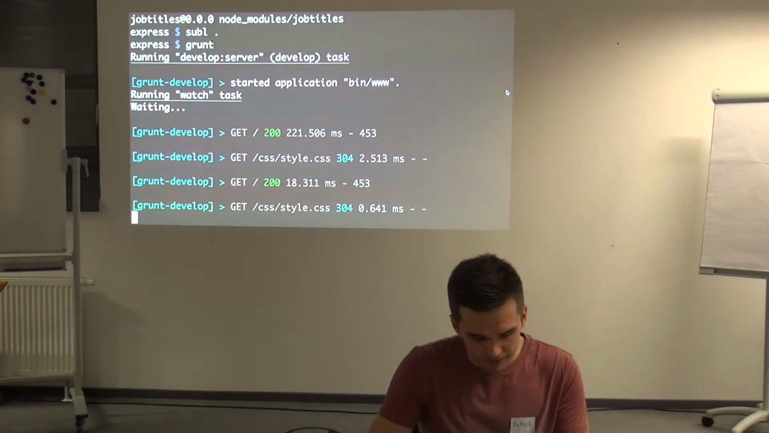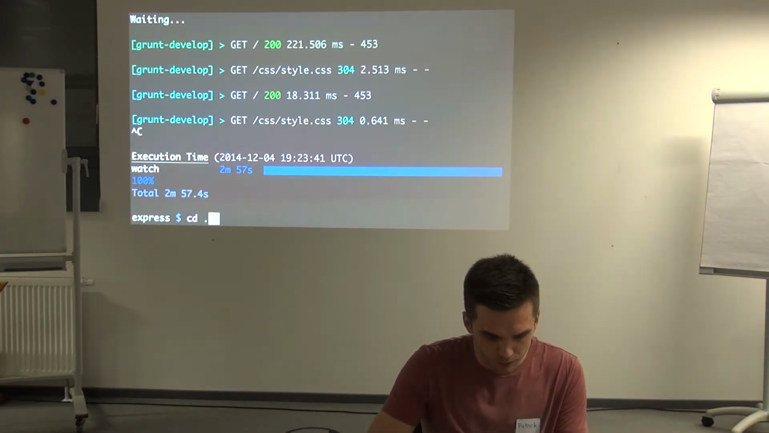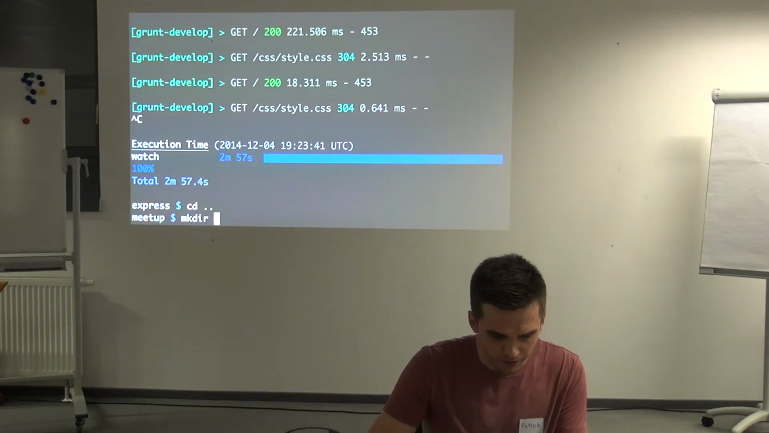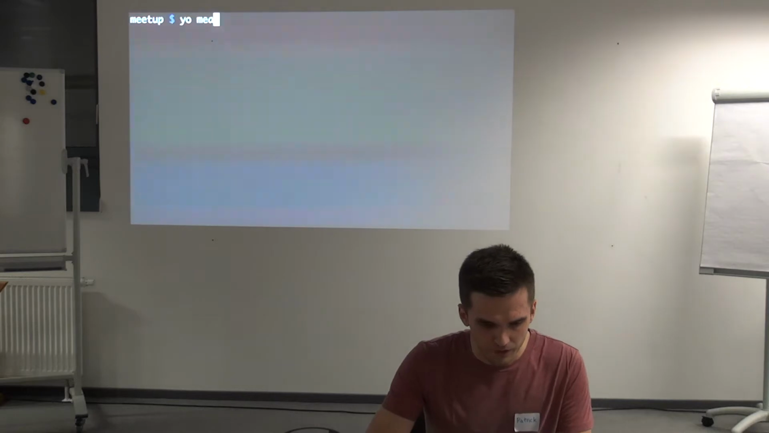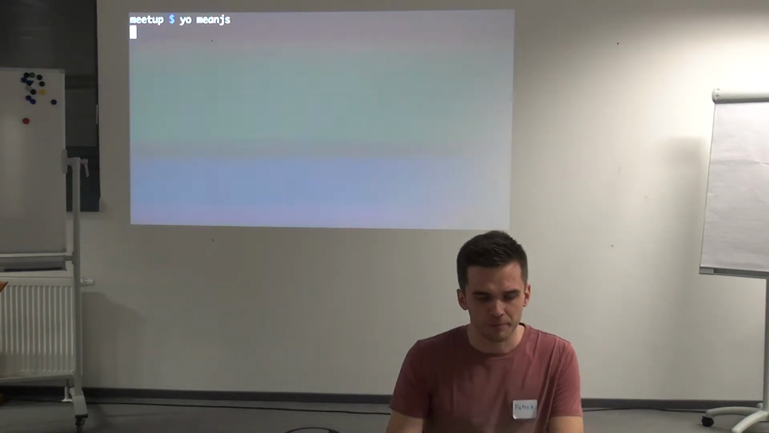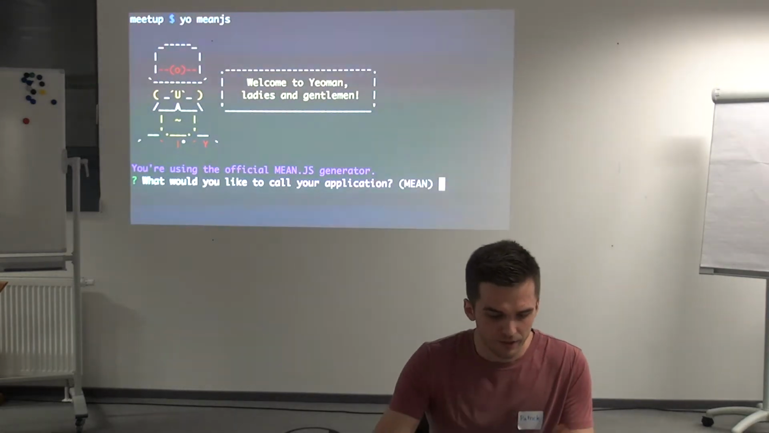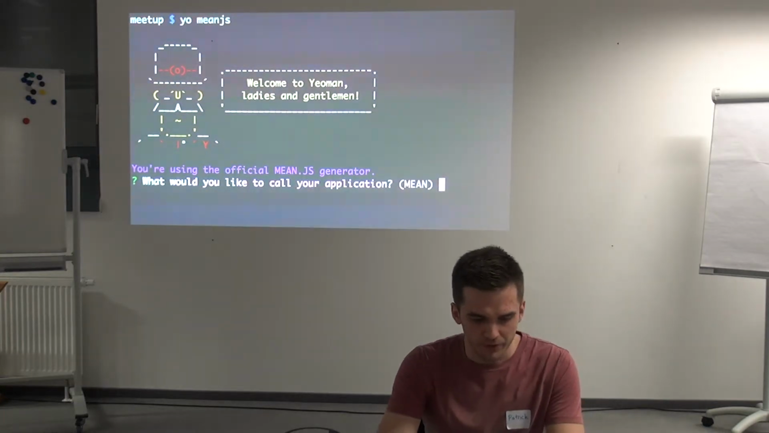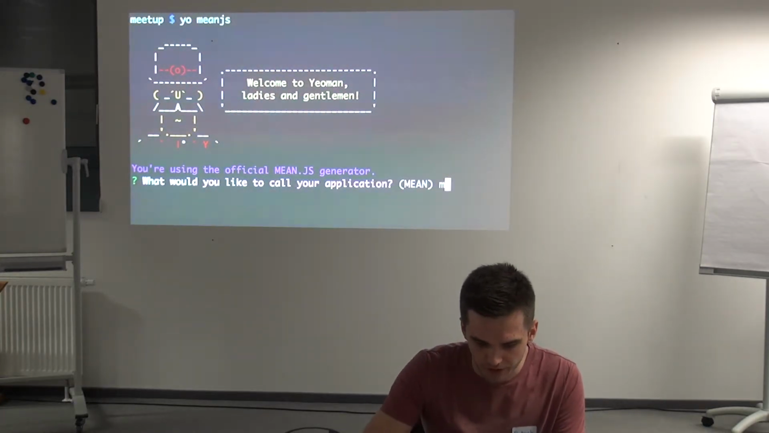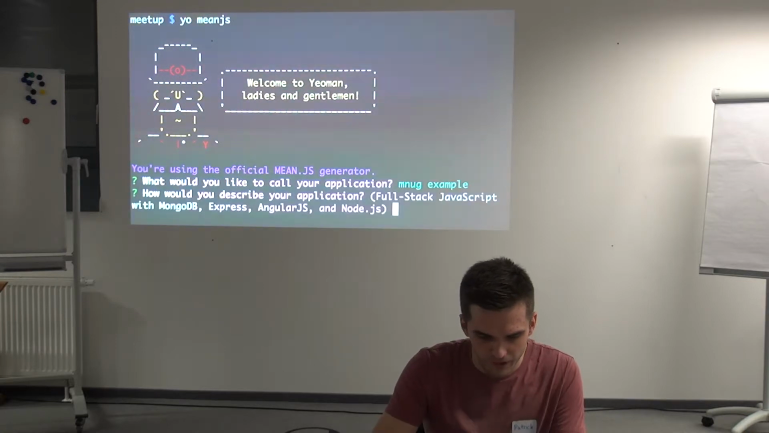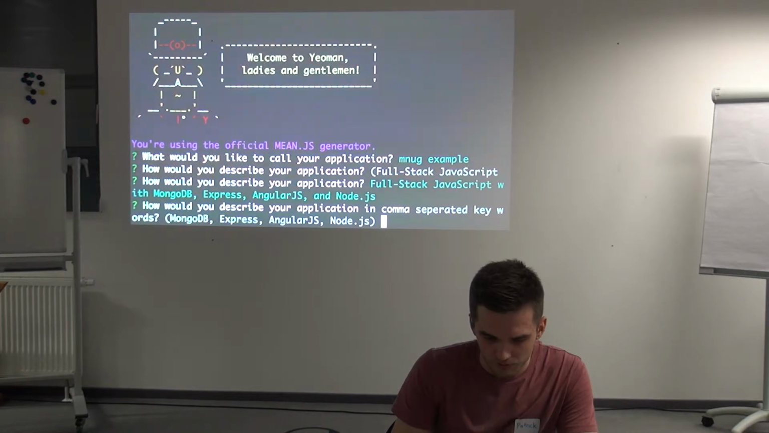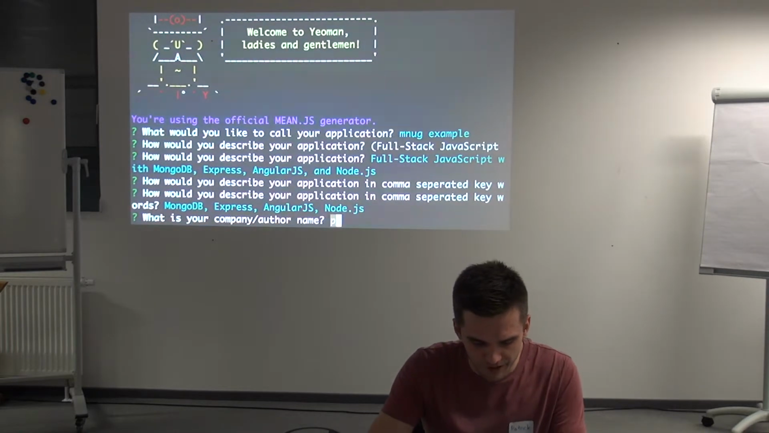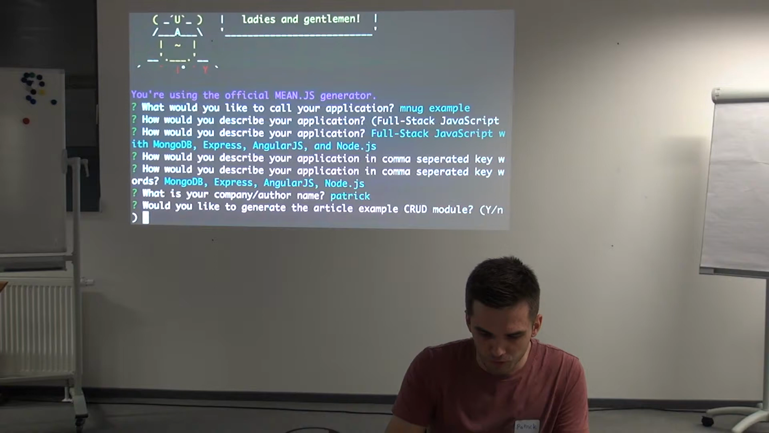Same idea as before: let's stop that server, make a new directory for this MEAN application, and run the mean.js generator. Now again, we have lots of questions to answer. How would you like to call your application? That's the MNUG example, and that's a good description of it. Company, author name, I'm Patrick. And we don't want the article example.